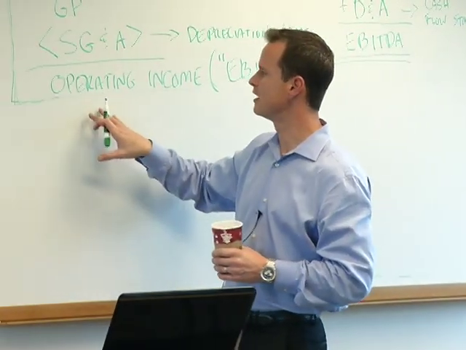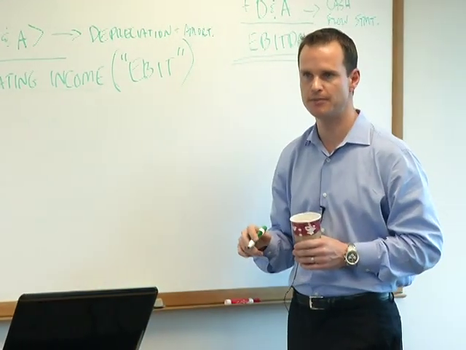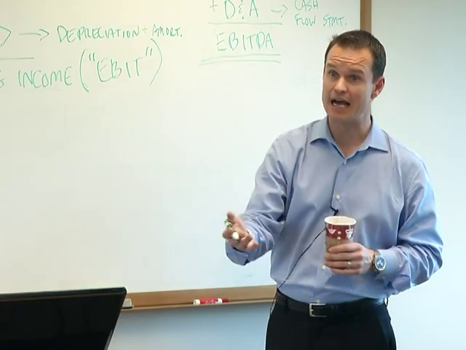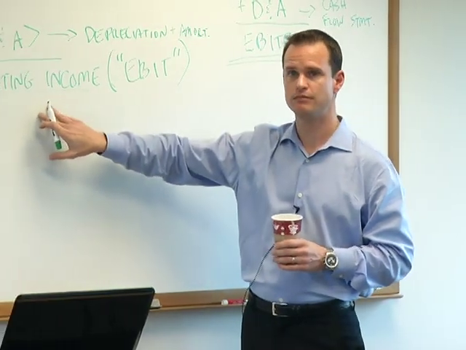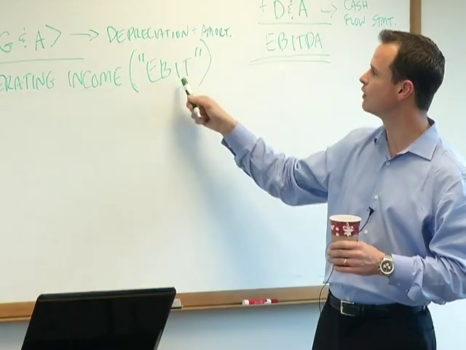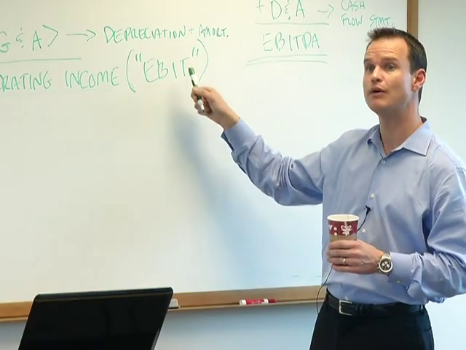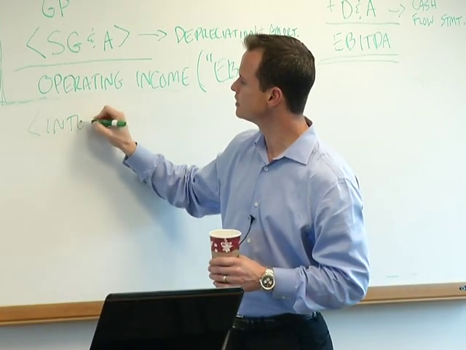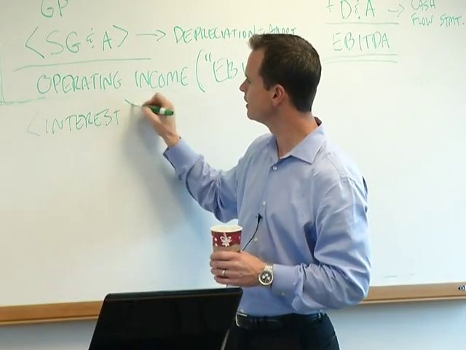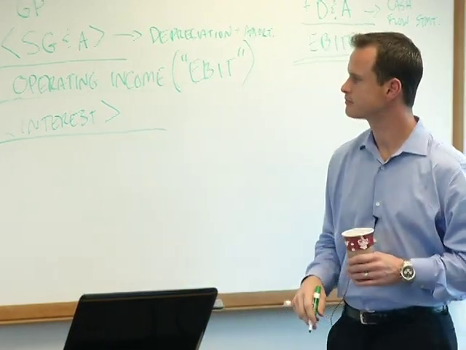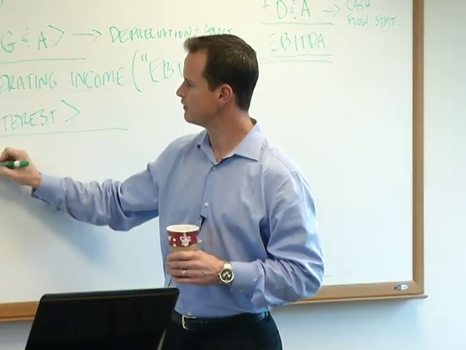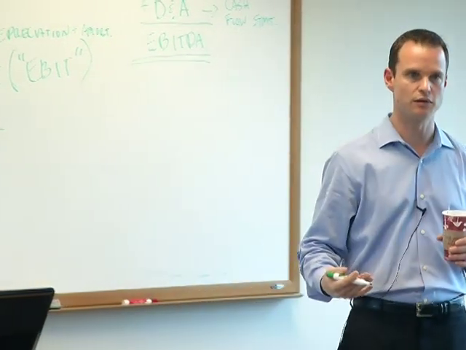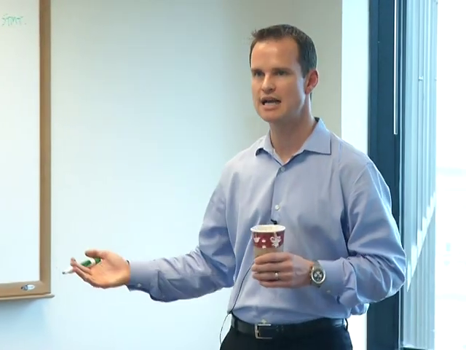What comes after operating income? What comes after EBIT in our income statement? Well, it's after that, but what is the next item? Interest. Earnings before interest and taxes. Now we have to take into account interest, then we'll take into account taxes. So interest expense is deducted from operating income, which would give us earnings before taxes, pre-tax earnings, earnings before income taxes.